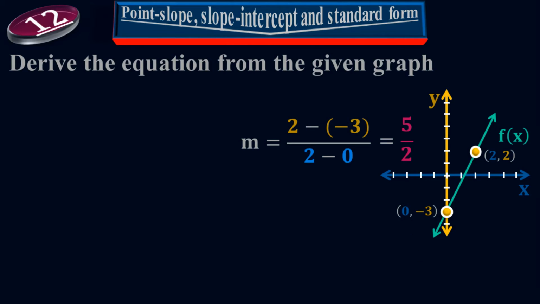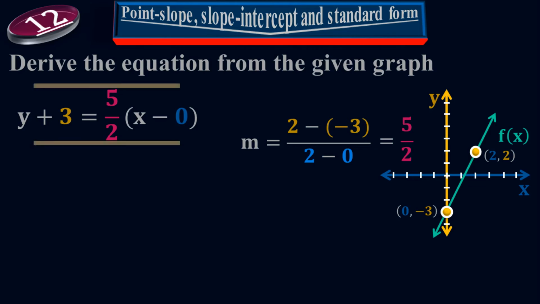Therefore from the point slope form of the equation, I have y plus 3 equals 5 over 2 into x minus 0. Look, the formula is y minus y sub 1 equals m into x minus x sub 1. Since y sub 1 is negative 3, when I put y minus negative 3, minus times minus will be positive. Therefore, I have y plus 3. The slope of the line is 5 over 2, which is here. My x sub 1 is 0. This is the point slope form.